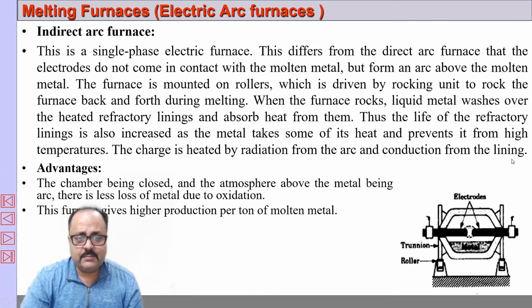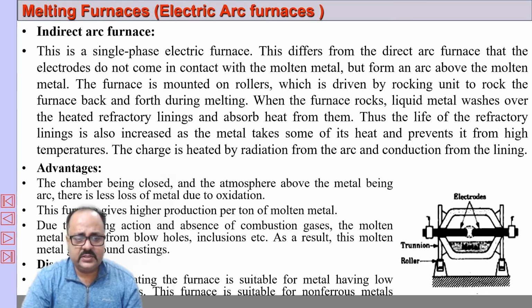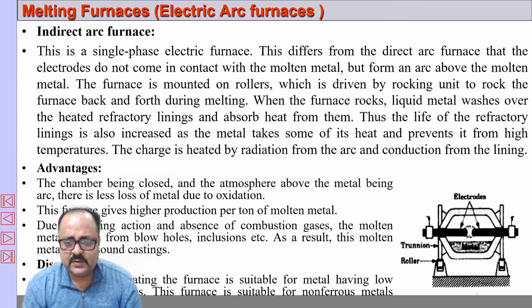So the advantage is the chamber remains closed to the atmosphere and so oxidation does not take place. This furnace gives higher production per ton of molten metal, and due to rocking action, absence of the gases. Disadvantage: due to indirect heating, the furnace is suitable for low melting temperature and mainly used for non-ferrous metals.